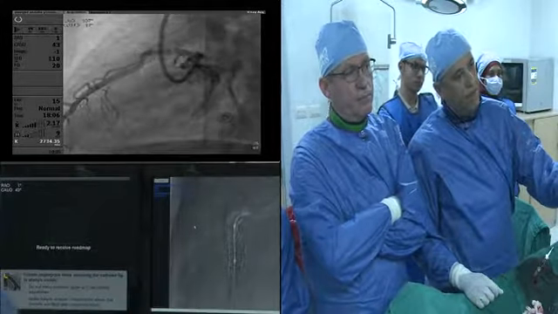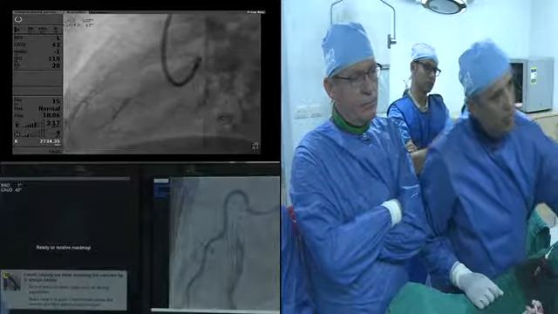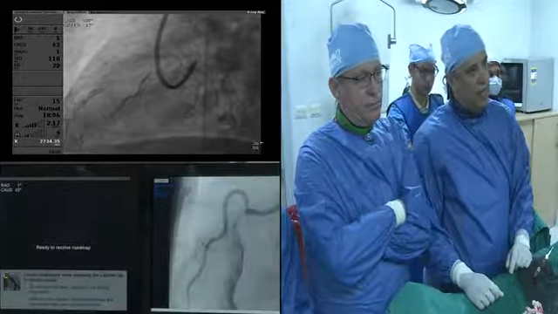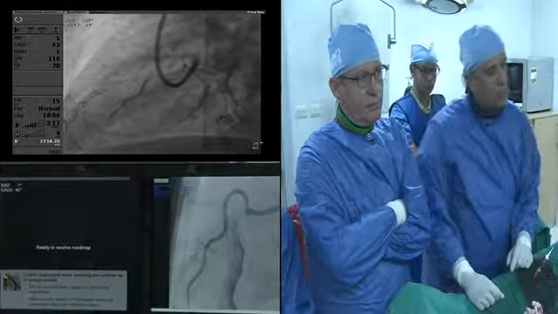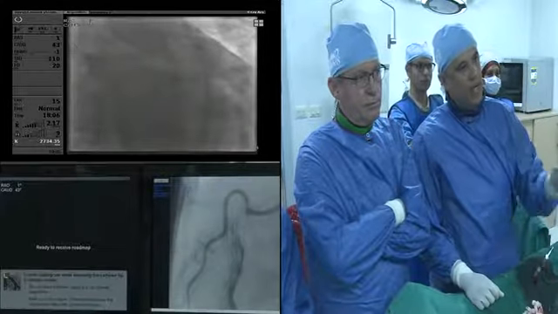And here you can see a very huge ramus intermedius that comes from the retrograde collaterals from distal LAD. So we put a PT2 light support wire in the LAD to secure it.